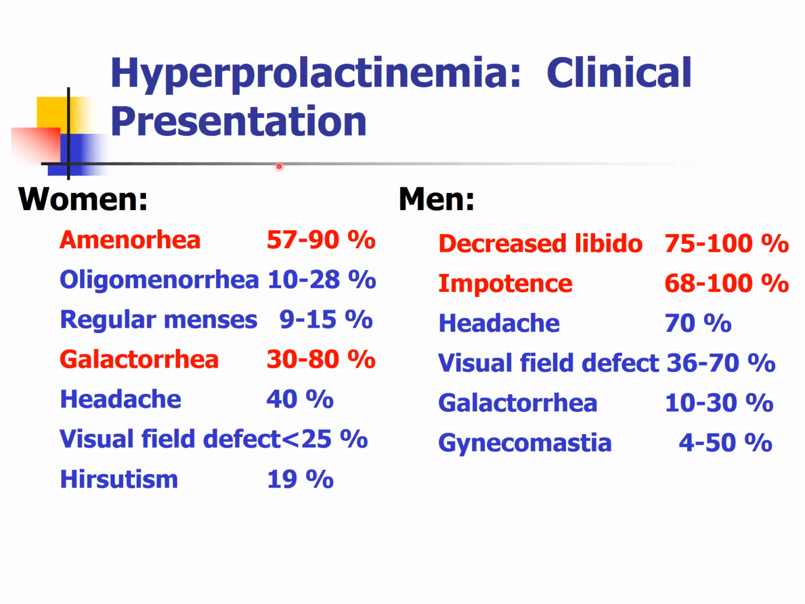Now, what could be the clinical presentation of hyperprolactinemia in women and men? This is the most common sign in women: amenorrhea, so the menstrual cycle is stopping or altered, and galactorrhea. There can be headache as well. In men, decreased libido, impotence, and the patient could have gynecomastia and galactorrhea as well. In some other cases, headache, but headache is not a specific symptom of prolactinomas, and visual field defect can be seen in both women and men.